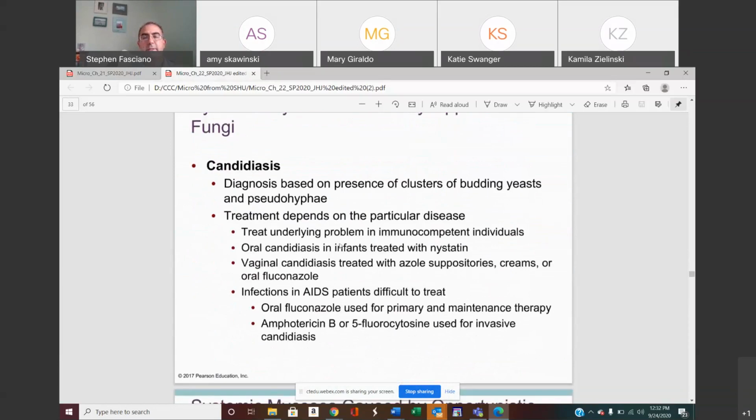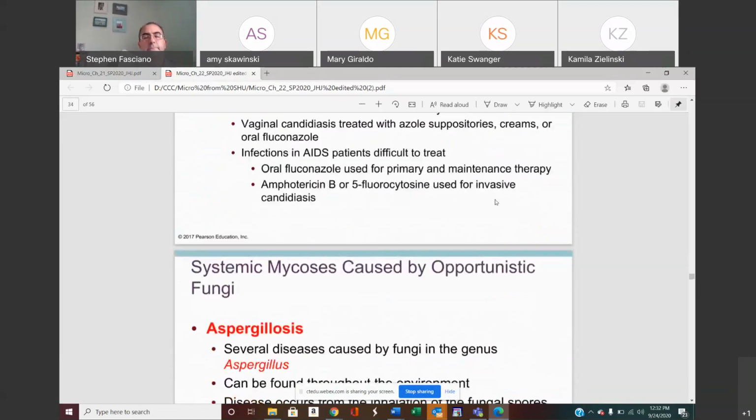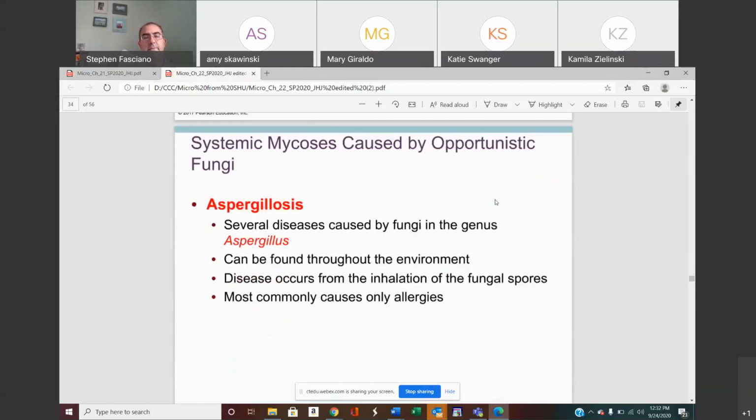The diagnosis is based on the presence of clusters of budding yeasts. The treatment depends on where it's affecting your body. Other systemic mycoses caused by opportunistic fungi: aspergillosis, several different diseases that are caused by the fungi in the genus Aspergillus.